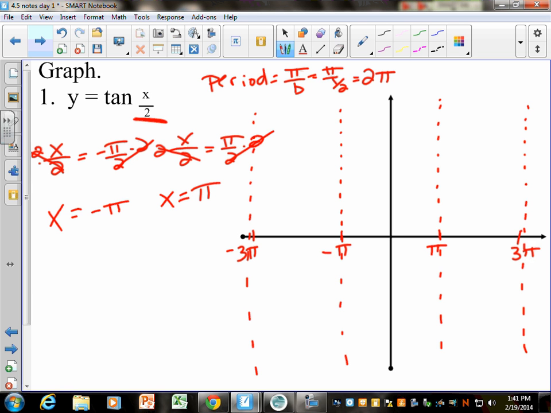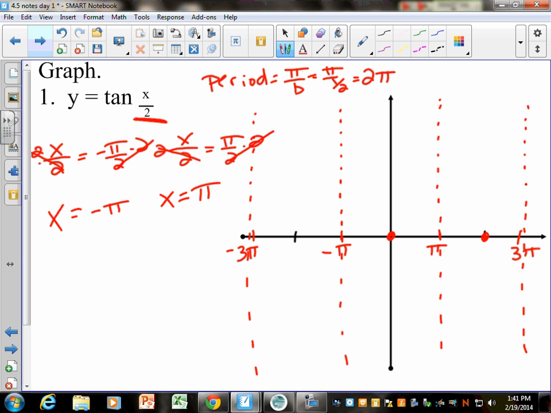And then if you're not sure what's going to happen, pick a point and make sure, but every single time, what's going to happen halfway between your asymptotes? It's always going to be 0. And you can check. If you plug in 0, the tangent of 0 is 0. If you plugged in halfway between pi and 3 pi, you'd be at 2 pi. Plug that in. 2 pi over 2 is pi. The tangent of pi is 0.